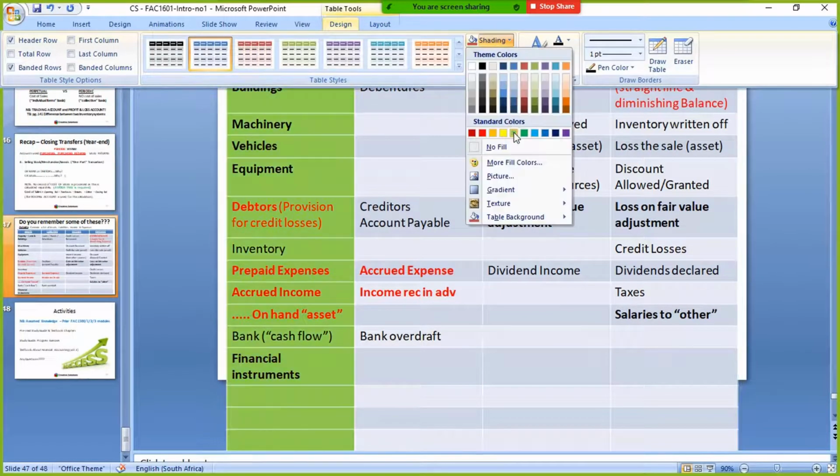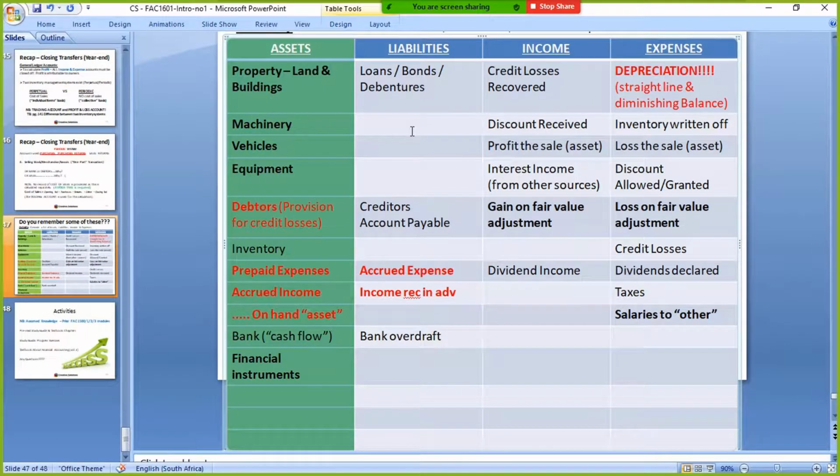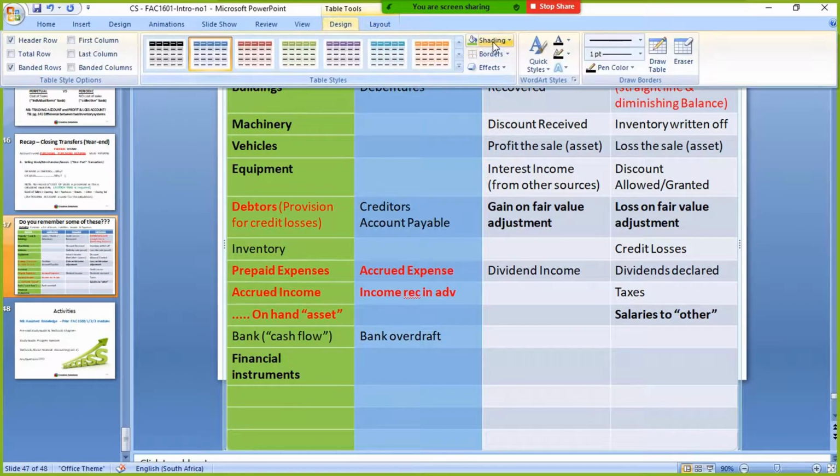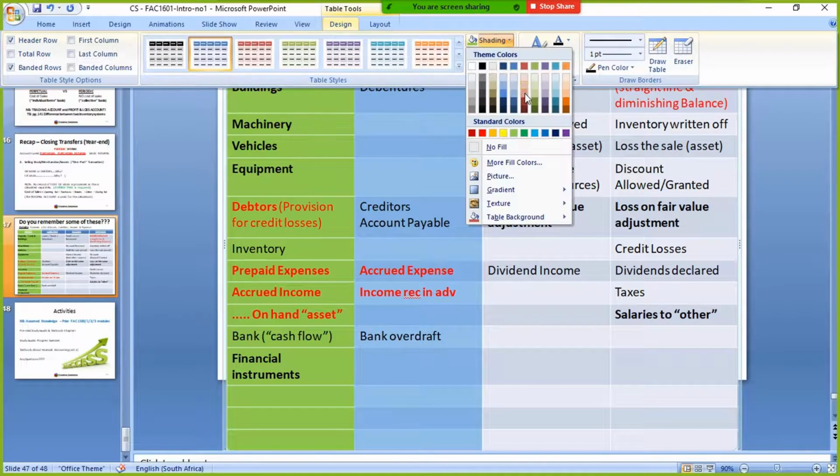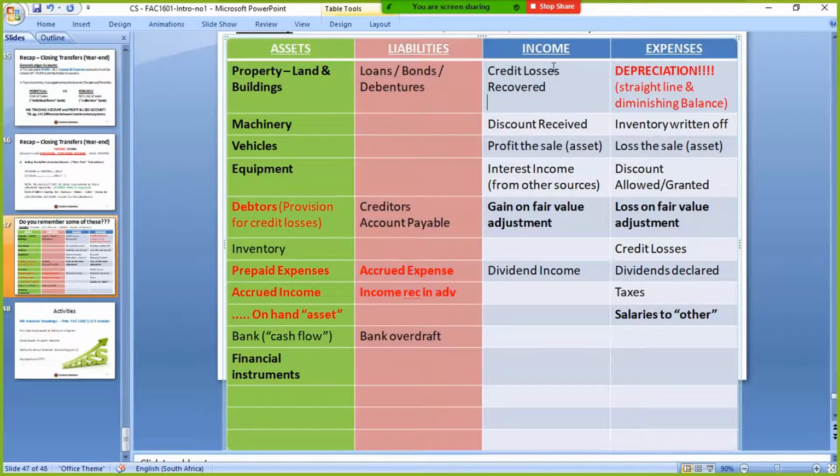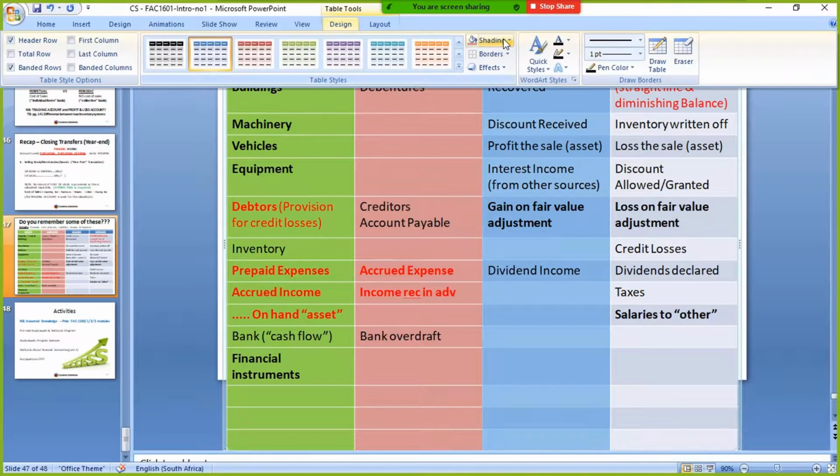Okay, these are assets. Are assets good? Yes, they are. Okay, liabilities? No, they're bad. Okay, they're important for financing, but they're not good in terms of wealth or value. Right, income is good.